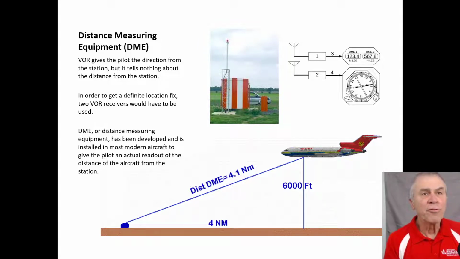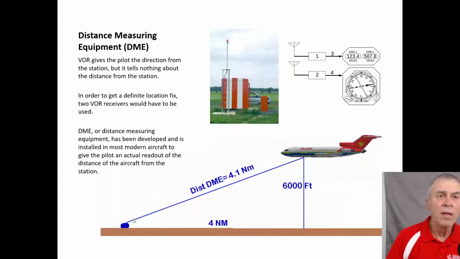All right, distance measuring equipment. So VOR gives the pilot the direction to the station, but it doesn't really tell you how far away the station is. Well, there's a way to combine that with DME, which is distance measuring equipment. So you already know the direction, now you want to know the distance, and you have another system, which could be a part of the VOR system, that indicates the distance.